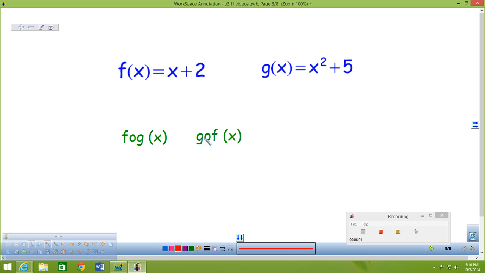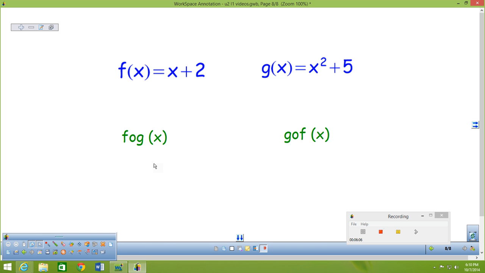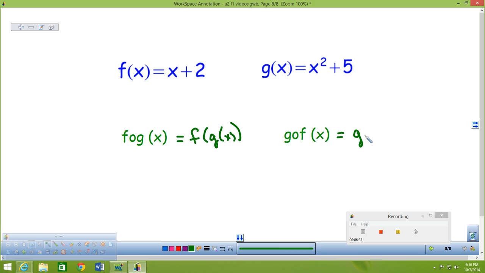I wanted to show you a different way that this can be written. This is FOG of x. That little O right there stands for of. This is just another way to write f of g of x. We're always working from the back. We're going to take g of x and put it into the f function. Same thing here. This is g of f of x.